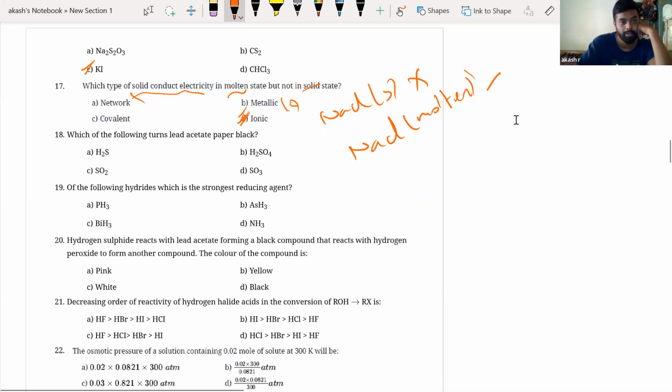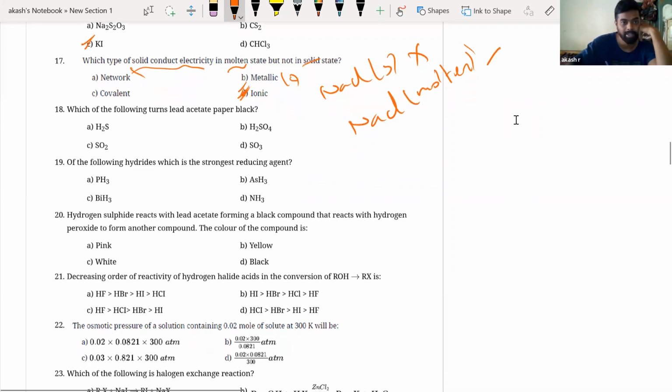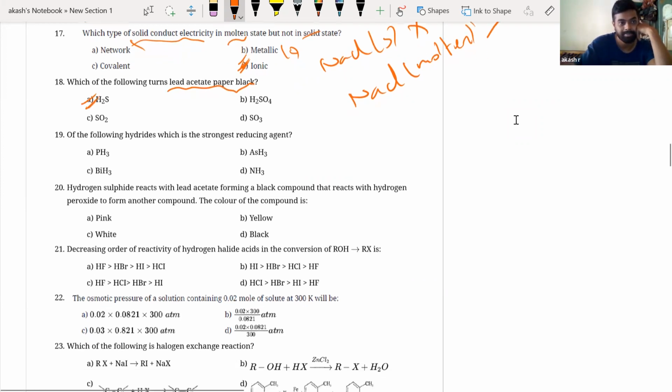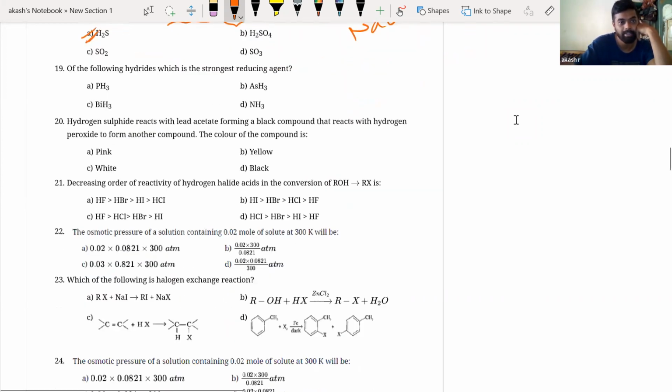Next, which of the following turns lead acetate paper black? This you have studied in your P block. It is H2S. Okay, this is a very important test for H2S. Right. Next, which of the following hydrides is the strongest reducing agent?